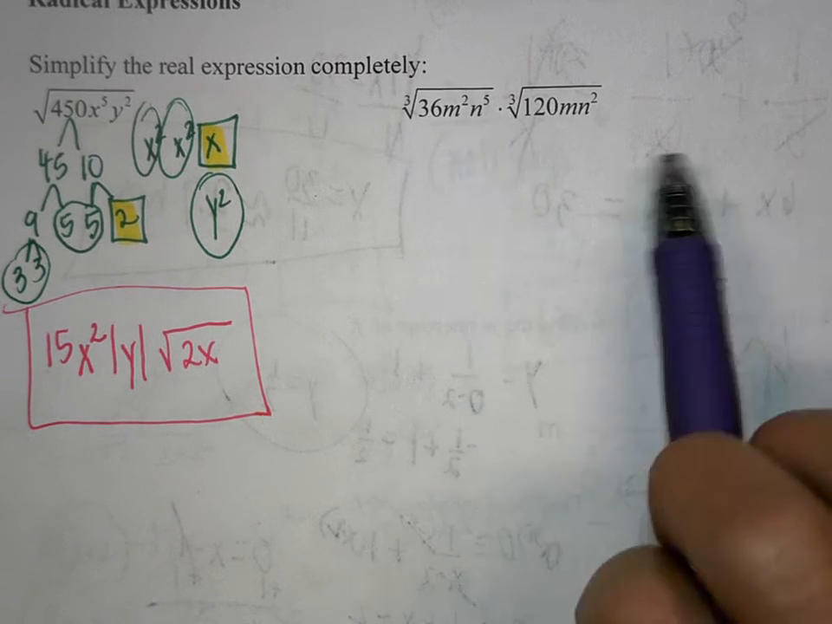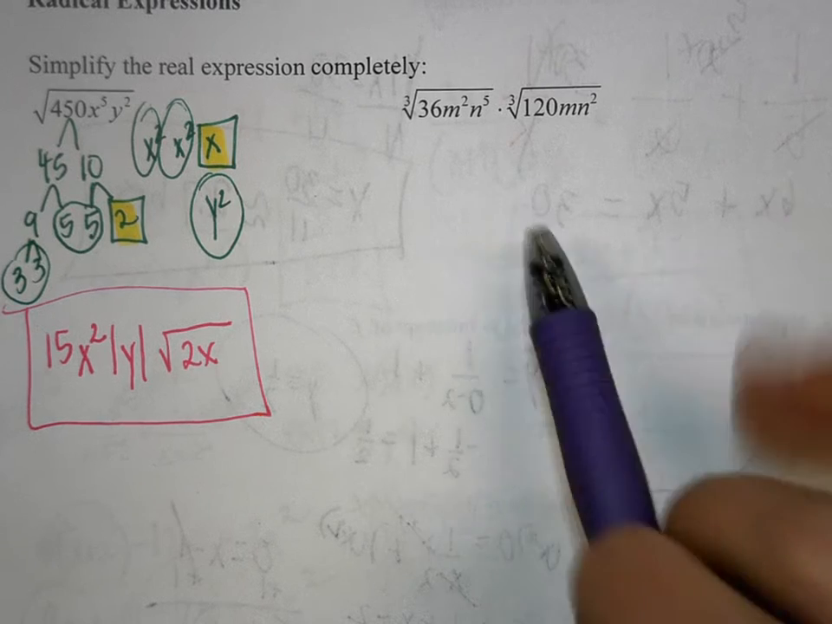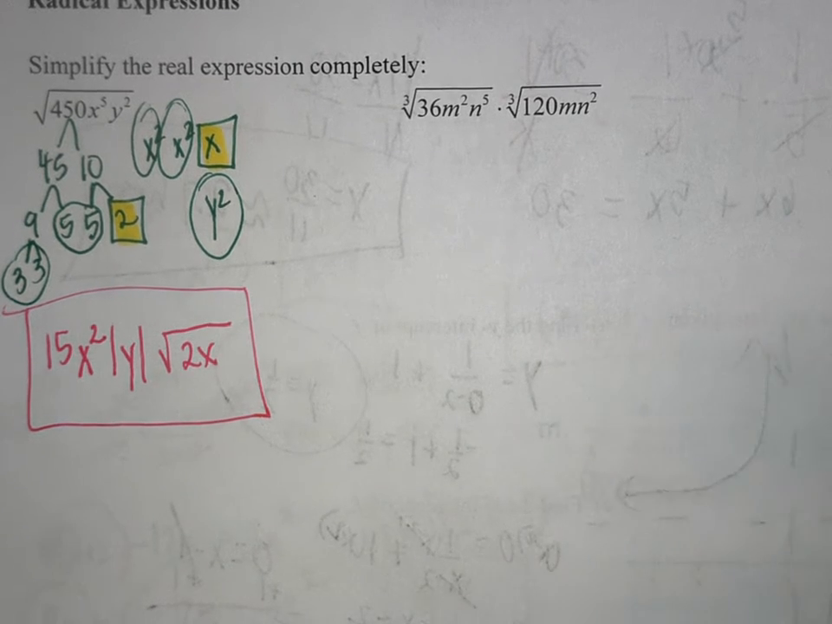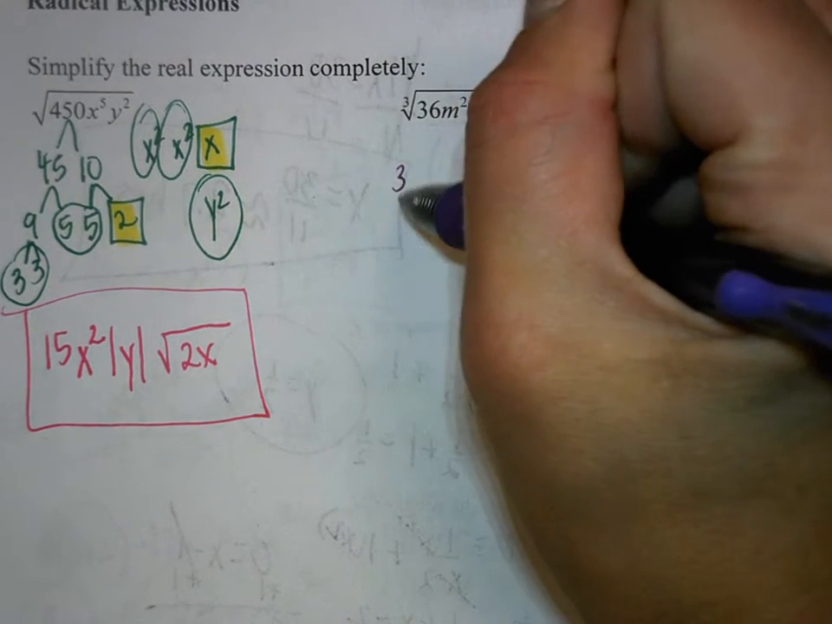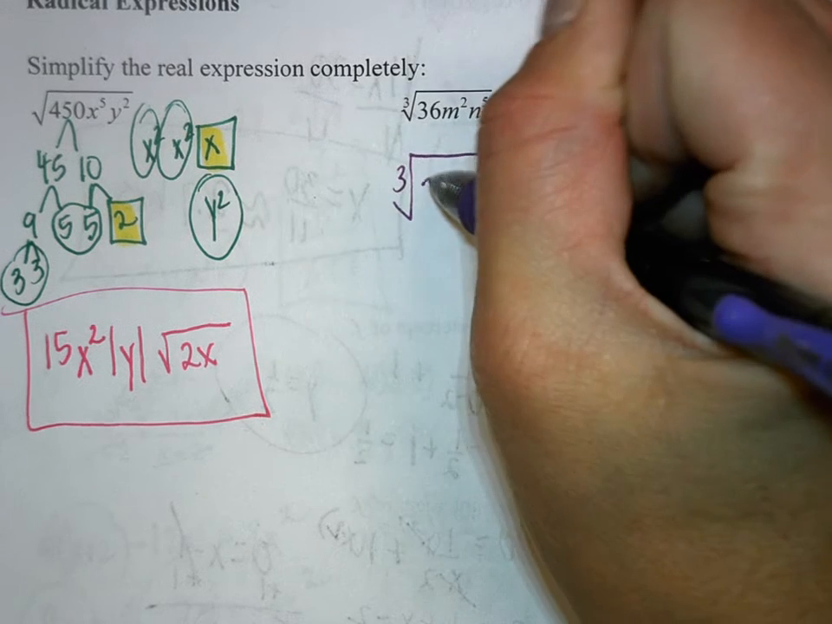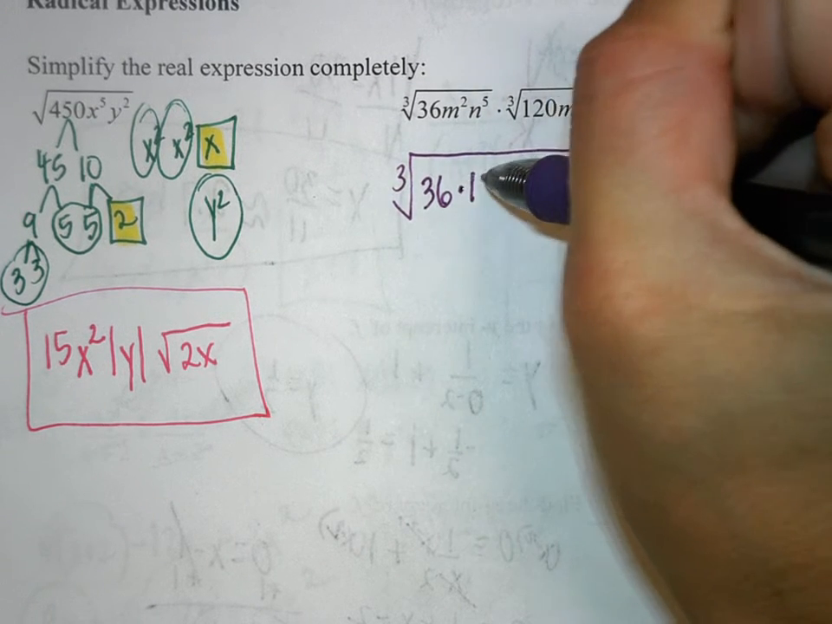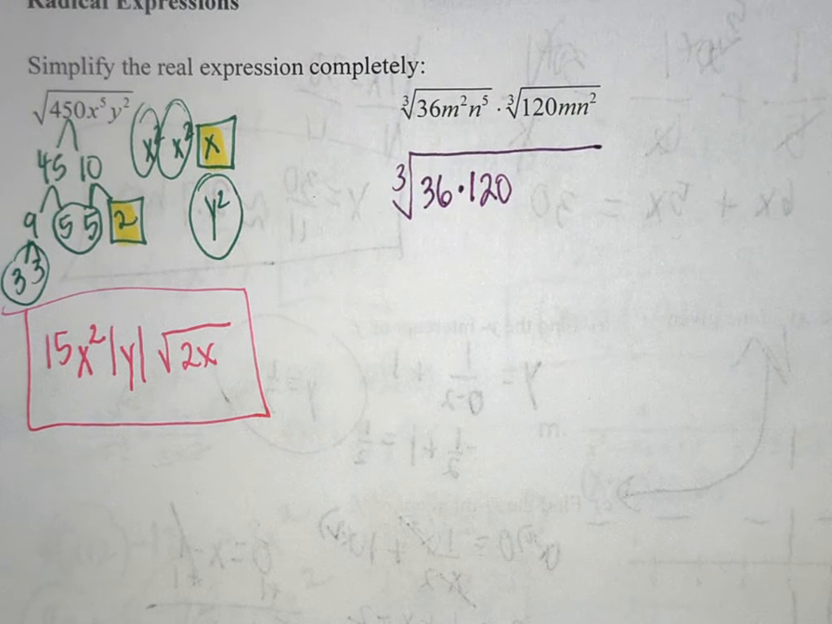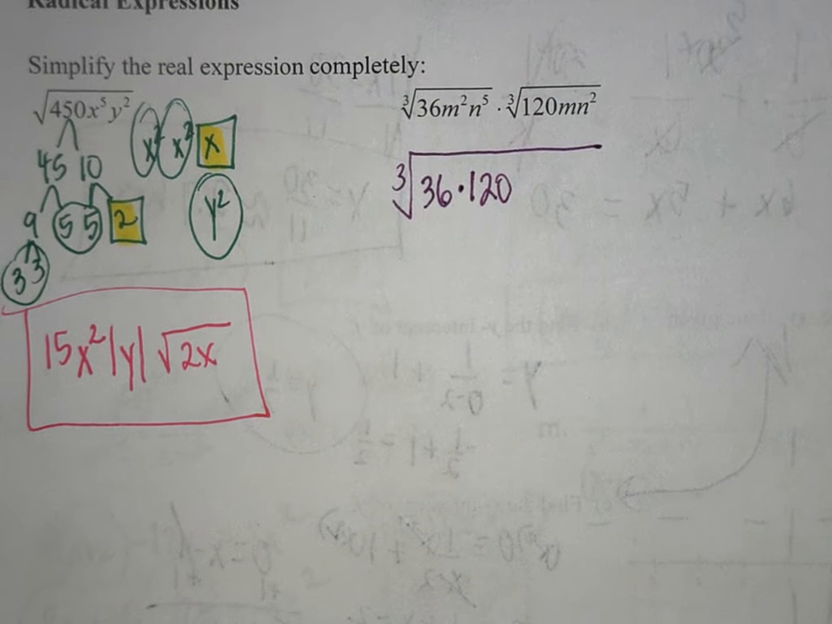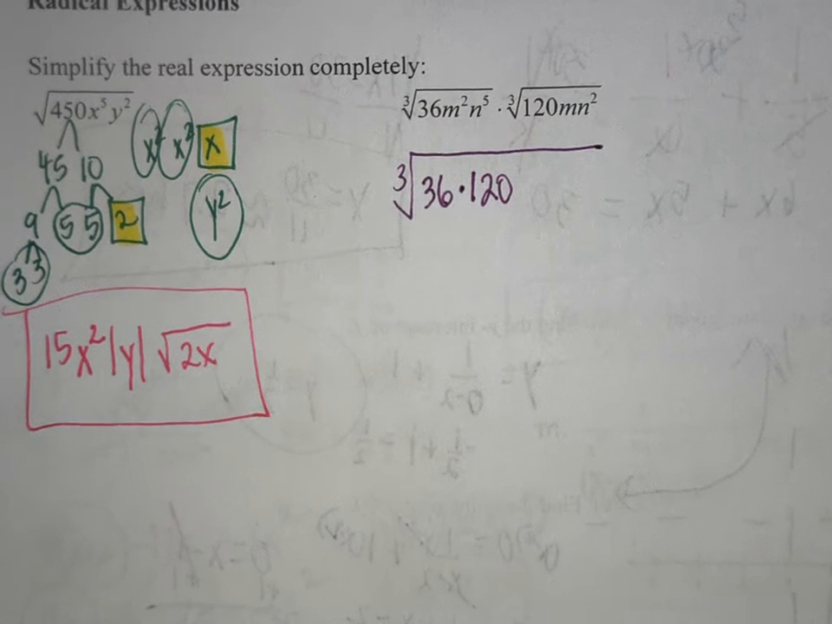So when I have 2 roots multiplying, that means that underneath they can multiply together. So I usually write them all together. So I'm going to write this as the cubed root, and I don't normally multiply my numbers together. I'm just going to write that as 36 times 120 because I know I have to break it down again later anyways. Do you have your notes up?